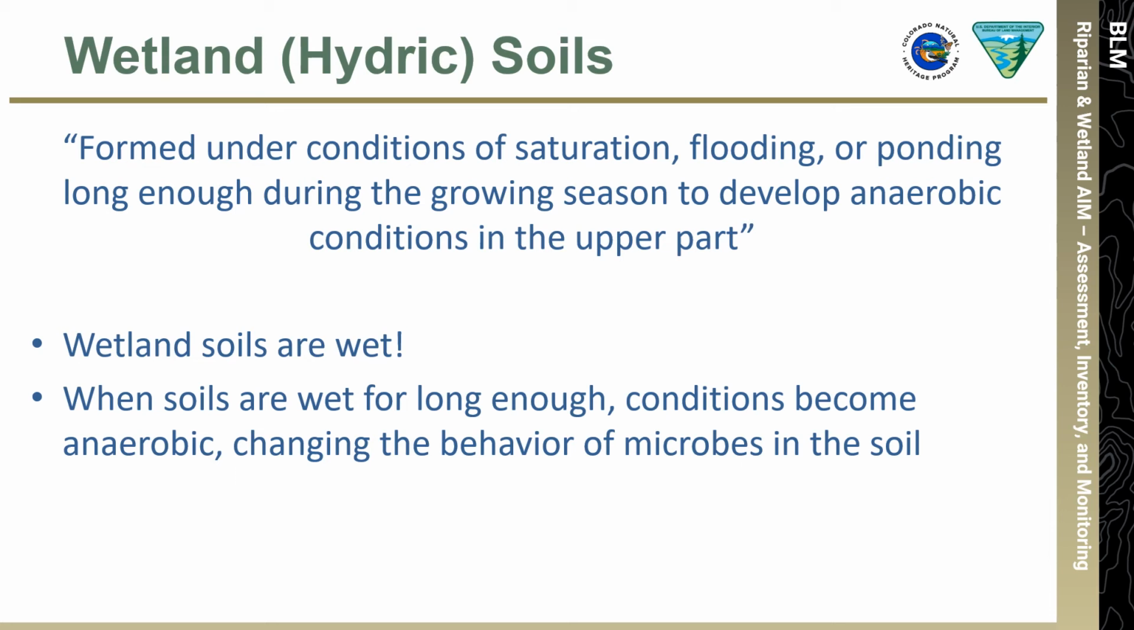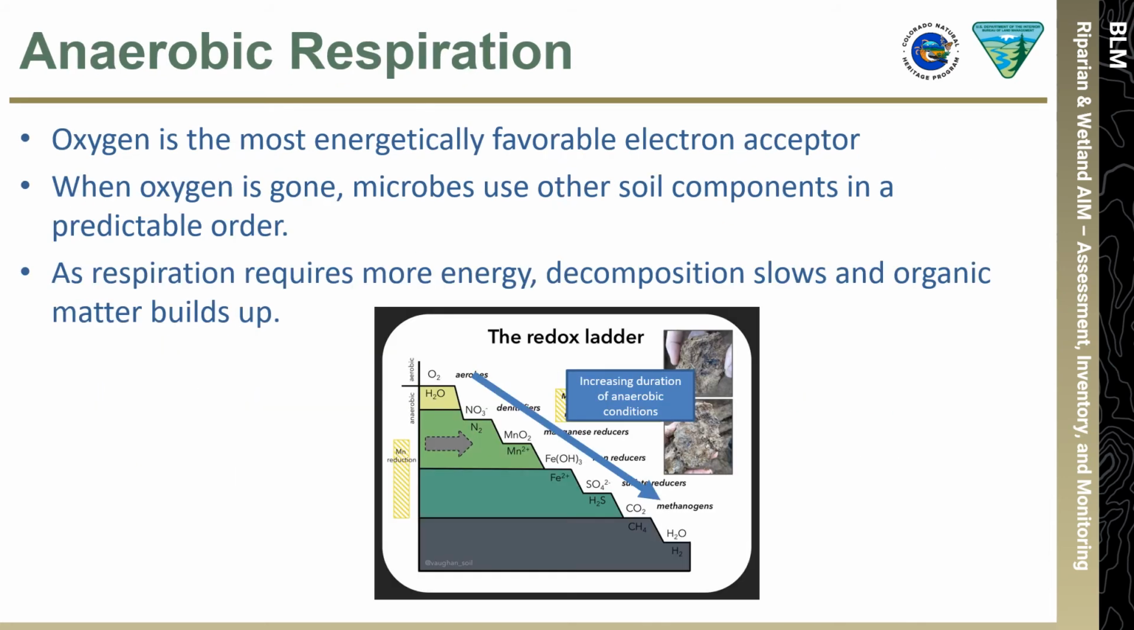What does this mean? Hydric soils are wet, and when soils are wet for long enough time, oxygen becomes depleted and microbes are forced to change their behavior to cope with anaerobic conditions. Under aerobic conditions, oxygen is used by microbes as the final electron acceptor to complete respiration. When the oxygen is gone, microbes will begin to use other soil components in a predictable order, first using nitrates, then manganese oxides, iron oxides, and finally sulfates found in the soil. We can see this below in the redox ladder, though don't worry about the details.